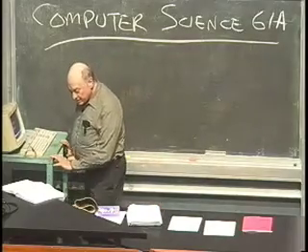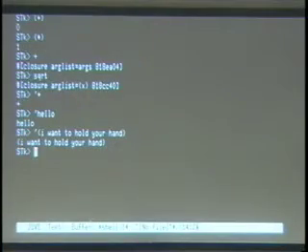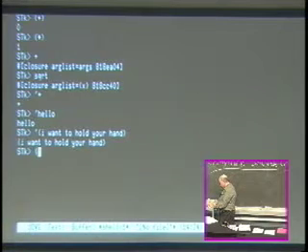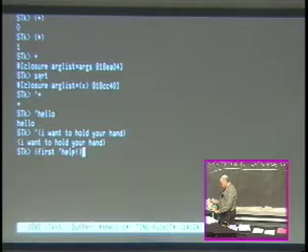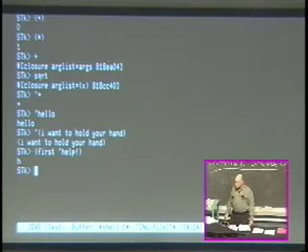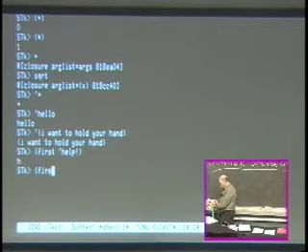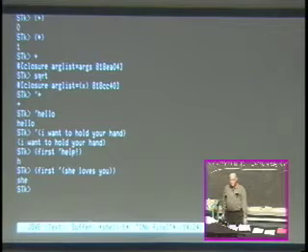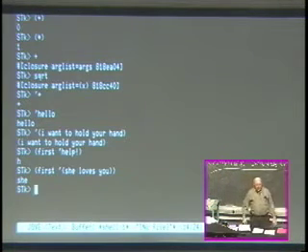OK, back to Scheme. So functions don't have to be functions of numbers. Back in high school, probably all the functions you ever saw were functions of numbers. But we have, for example, the function first. So first of the word help is the letter H. First of the sentence, she loves you, is the word she.